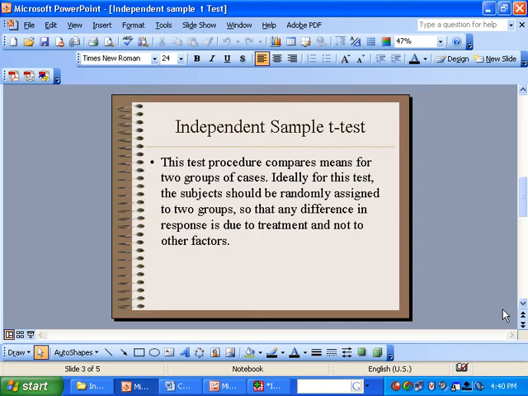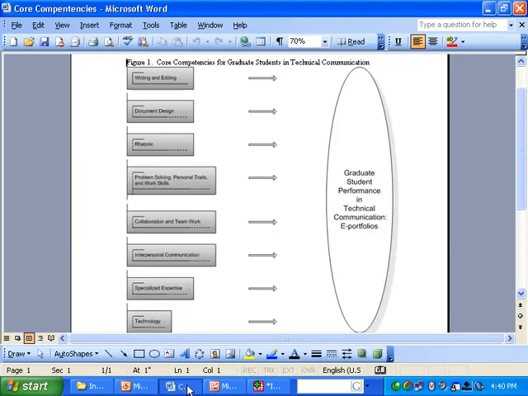An independent sample test is a test procedure that compares means for two groups of cases. Ideally for this test, our subjects should be randomly assigned to two groups so that any difference in response is due to treatment and not to other factors. This, of course, is very difficult, if not impossible, in certain kinds of educational research, especially where we're investigating educational research within a specific institutional setting.